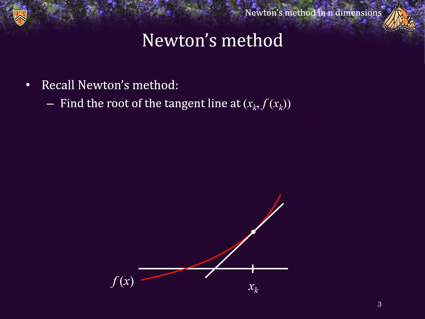So one last review of Newton's method. Given an approximation to a root, we get a better approximation of the root by finding the root of the tangent line at x sub k, f evaluated at x sub k.